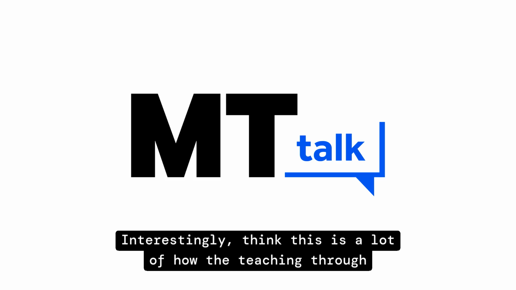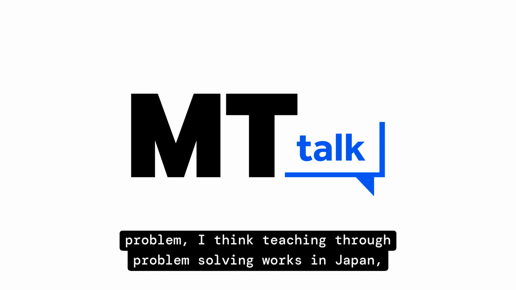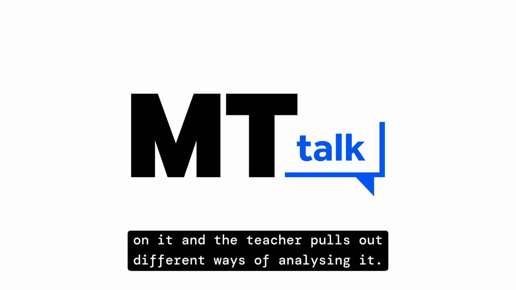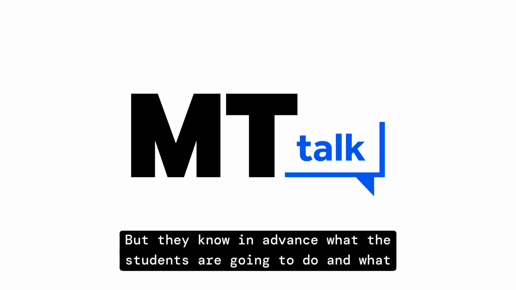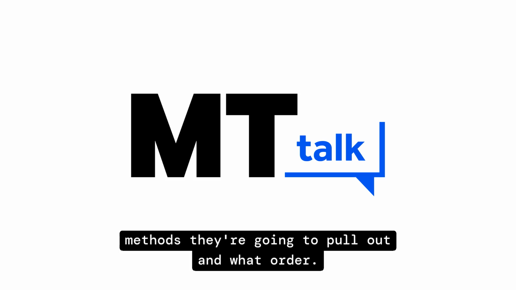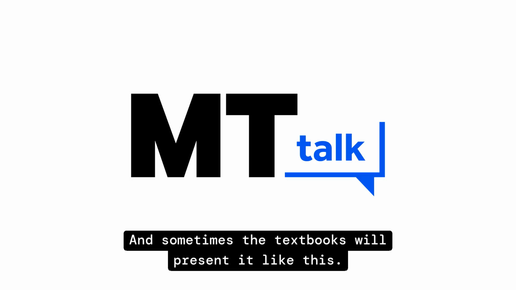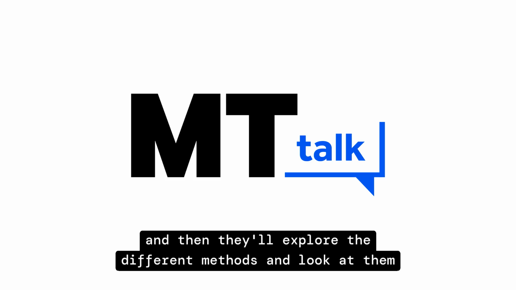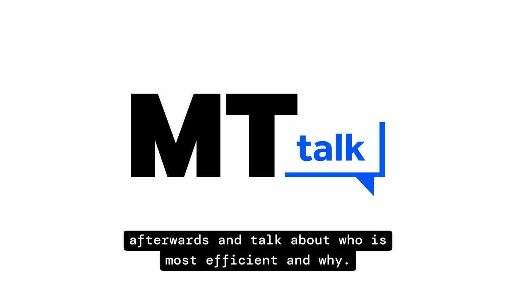Interestingly, I think this is a lot of how the teaching through problem solving works in Japan, where the students are presented with a problem and they work on it, and the teacher pulls out different ways of analysing it, but they know in advance what the students are going to do and what methods they're going to pull out in what order. And sometimes the textbooks will present it like this. They'll have 3 students who have got 3 different methods, and then they'll explore the different methods and look at them afterwards and talk about who was most efficient and why.